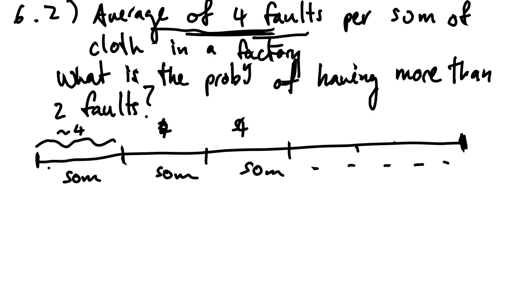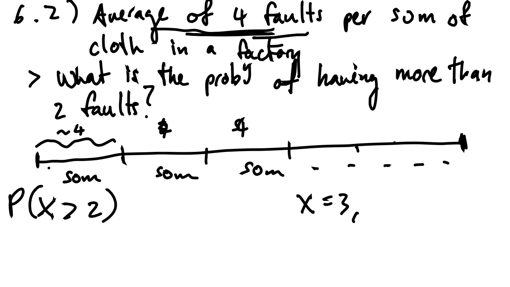So the question is: what is the probability of having more than 2 faults? What they're asking is the probability of x greater than 2, where x is the number of faults in that interval. Now remember for the Poisson distribution, your x can go up to infinity. So you have to use the complement rule. You can't work out x equals 3, 4, all the way to infinity. You'll never finish the exam on time, all right?